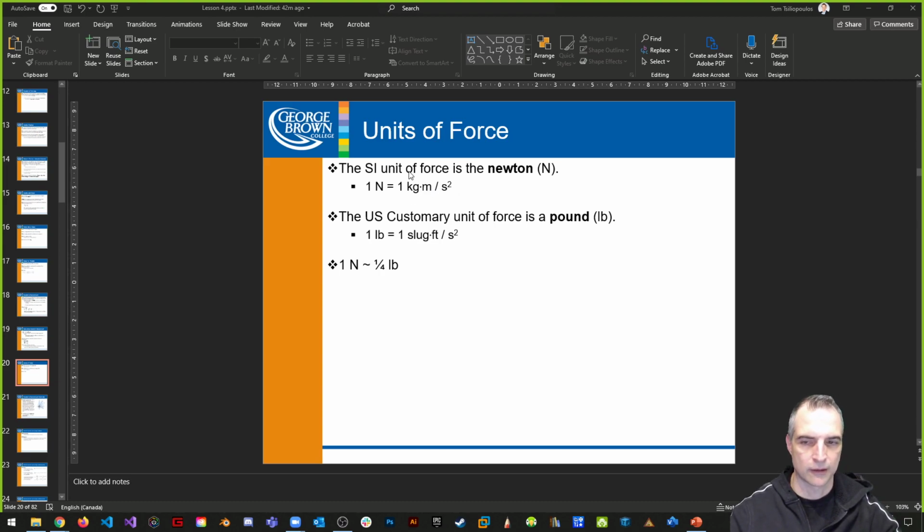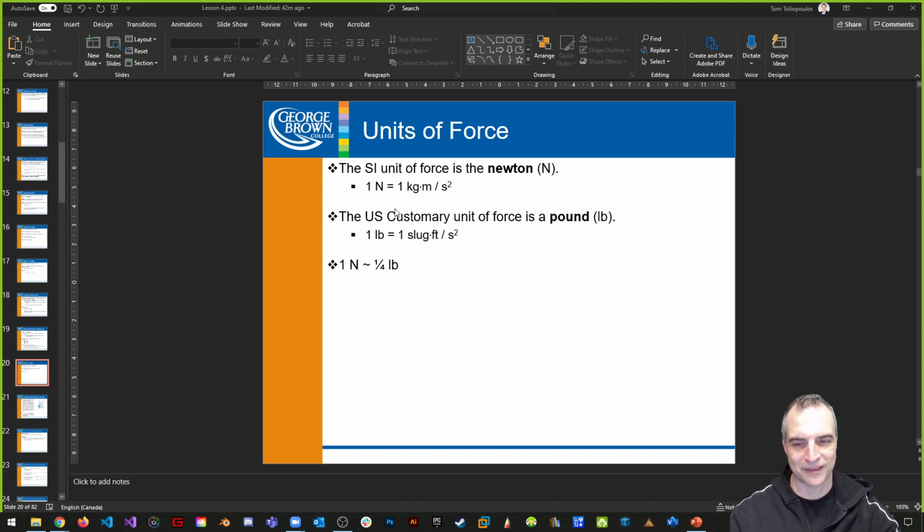Well, kilograms, mass, right? And then the distance or displacement is in meters for every second. Meters per second squared is the acceleration. Kilogram meters per second squared is the way we would figure this out. But we want to use newtons because it's easier.